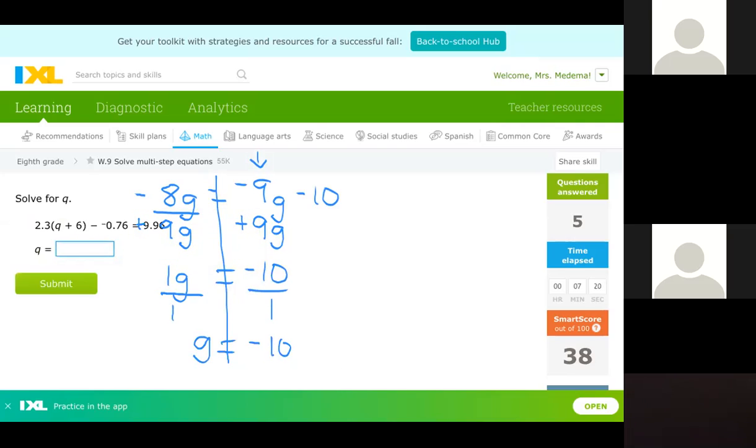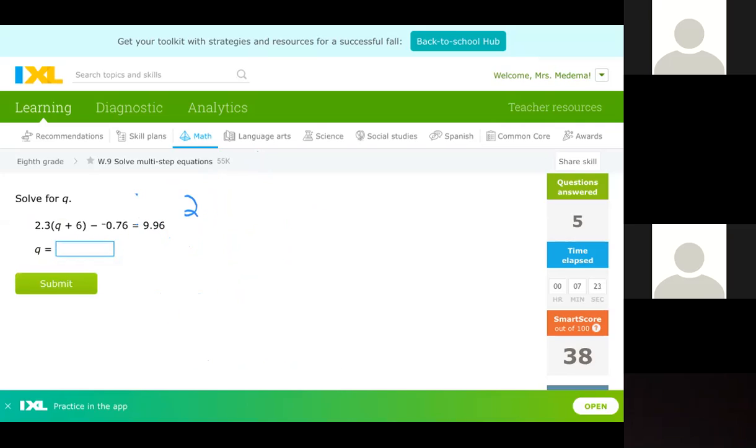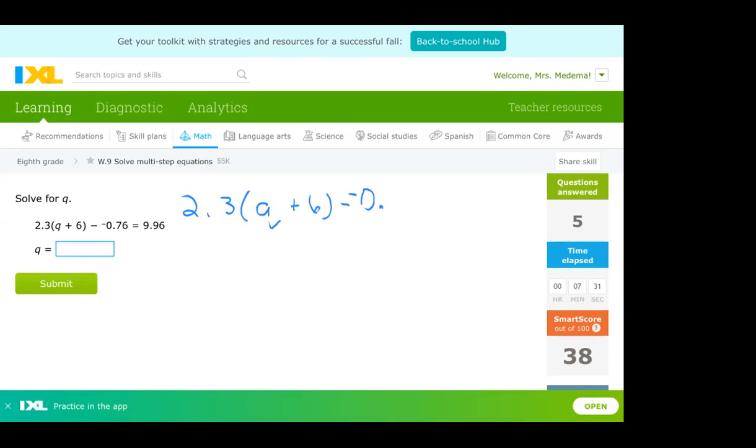All right, next one. We have 2.3q plus 6 minus -0.76 equals 9.96. For this one, we're going to take the 2.3 and multiply it over, and we get 2.3q plus 2.3 times 6 is 13.8. And I bring down everything.